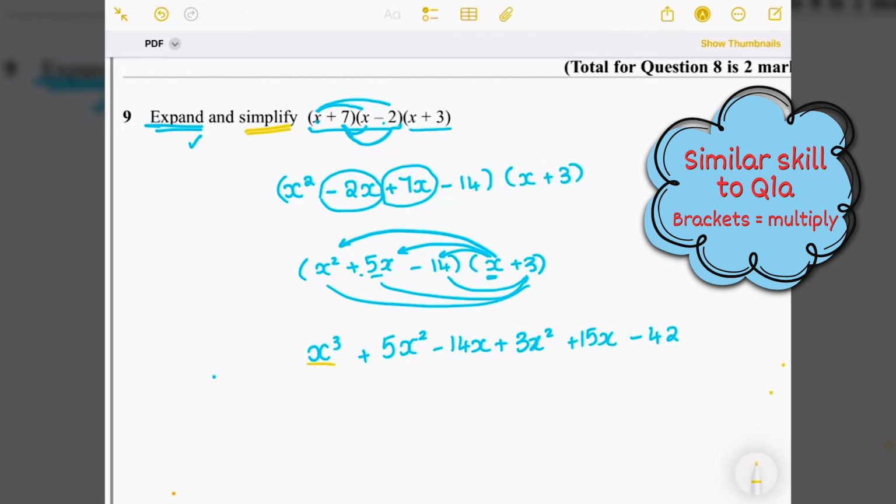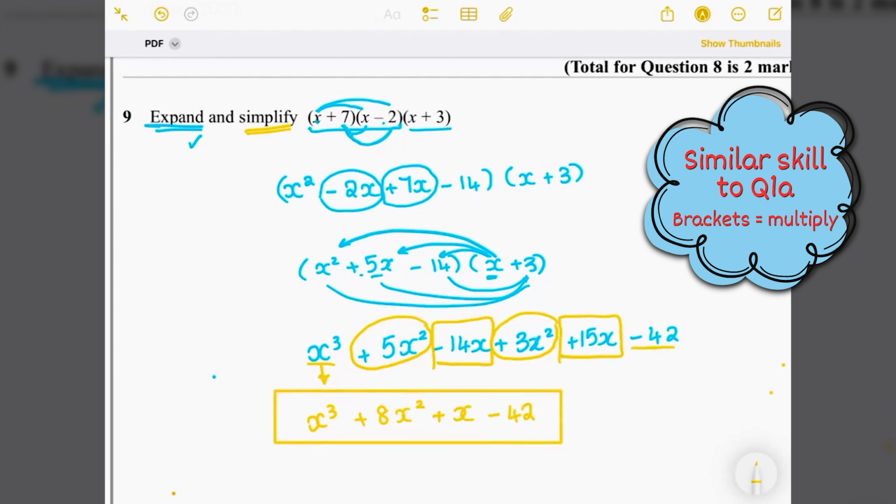We have an x cubed here. Do we have any more x cubes? No, so let's just put it down. We've got 5x squared, and I get the sign in front of it. That's really important. Plus 3x squared, which is 8x squared. Now let's look at the x's. I've got -14x plus 15x, which gives me positive 1x. I don't need to write the 1, so I'll just write it as positive x. That is my final answer.